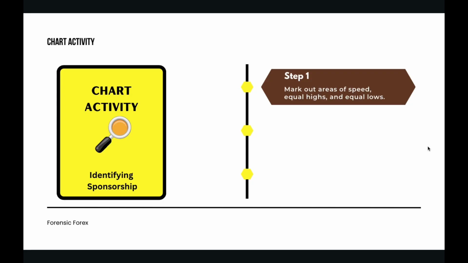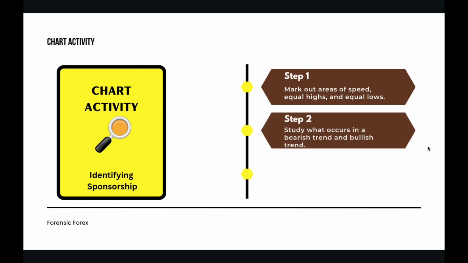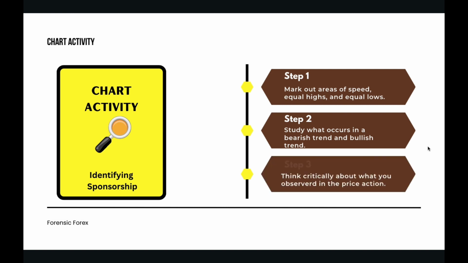Starting with our chart activity, we're going to first mark out the areas of speed, equal highs, and equal lows. Second, we're going to study what occurs in a bullish trend or a bearish trend. Third, we're going to also think critically about what we observed in the price action. Let's take a look at some examples.